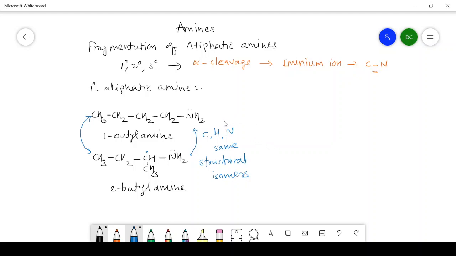Now, when they undergo ionization and alpha cleavage, they form iminium ions with different m/z values. Though they have the same m/z value in the molecular ion, after alpha cleavage they form iminium ions with different m/z values. Why does this happen? 1-butylamine and 2-butylamine differ in the m/z value of the ions formed after alpha cleavage, which we are going to discuss deeply. First of all, I will carry out the ionization of both.